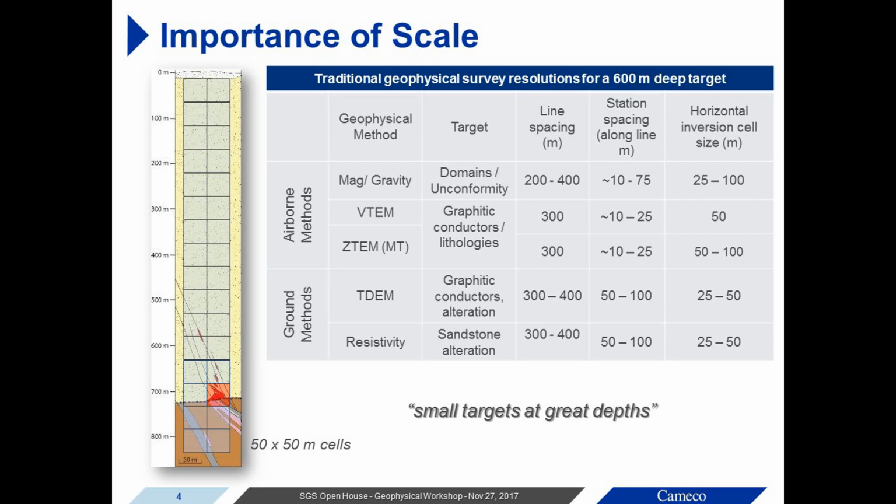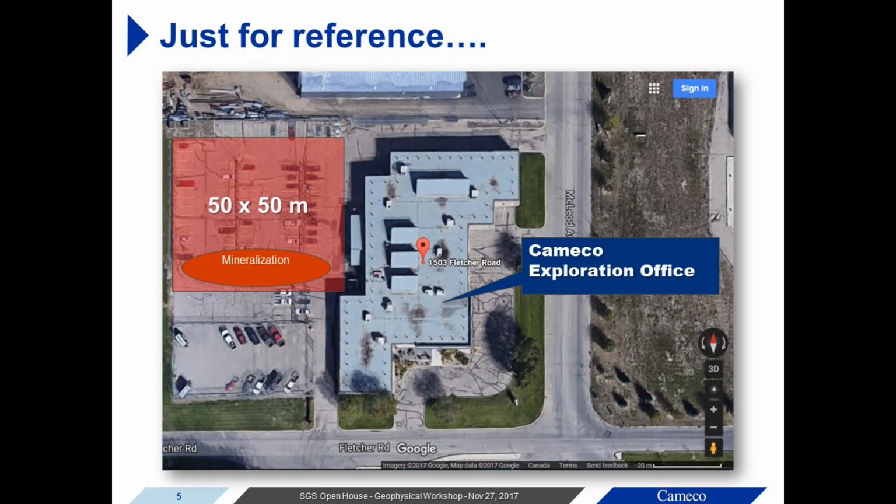The schematic on the left provides an example of how a 50 by 50 meter inversion cell would represent the underlying geology and target area. As you can see, the deposit would fit nicely into the little red cell. So just to provide you with a frame of reference, here's the Cameco exploration office with a 50 by 50 meter square superimposed on the Google Maps image. As you can see, it covers almost the entire parking lot.